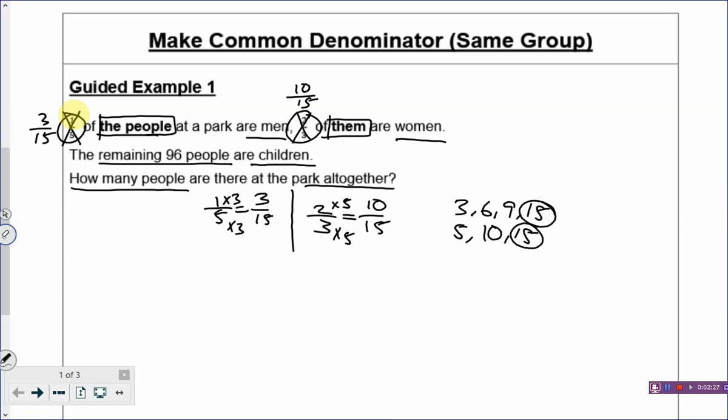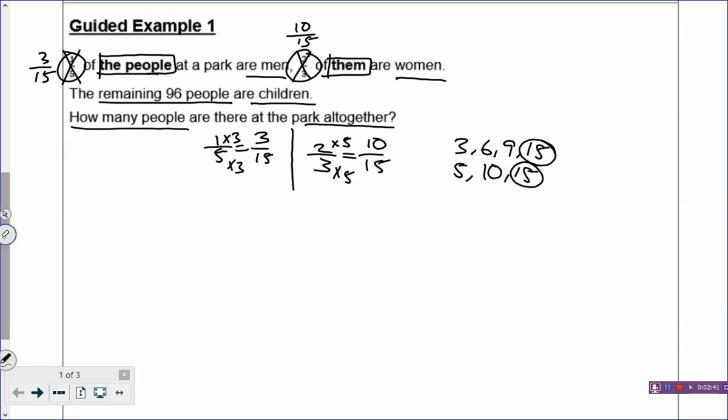Alright, so when you see more than one fraction, two fractions or more, you need to ask whether they are referring to the same group. If they are referring to the same group, well, you can make the denominators the same and then use the fractions to draw out the model. Alright, so let's draw the model. 3 over 15 of the people. So when you draw the model, you always start at the beginning, right? The first sentence. So which means that the people, which is the whole rectangle, you cut it into 15 boxes.